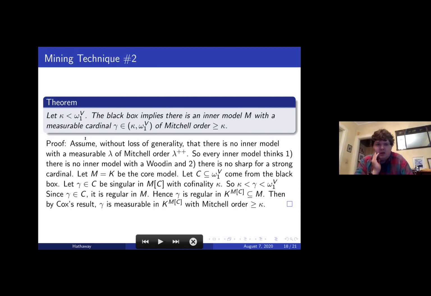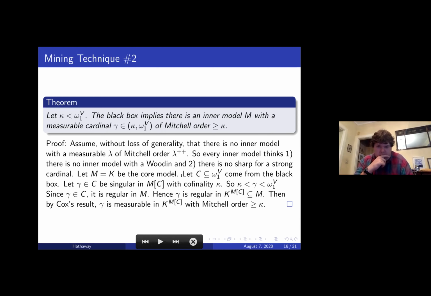Okay, so assuming this anti-large cardinal hypothesis, we get two things. Every inner model thinks there's no inner model with a Woodin, so we can use one of the things from the previous slide. And also, there's no sharp for a strong cardinal. Then we're going to let M be the core model.